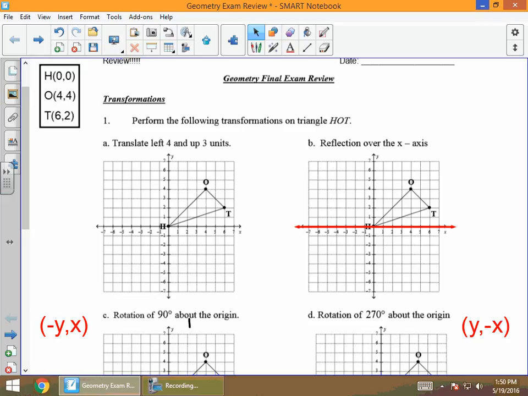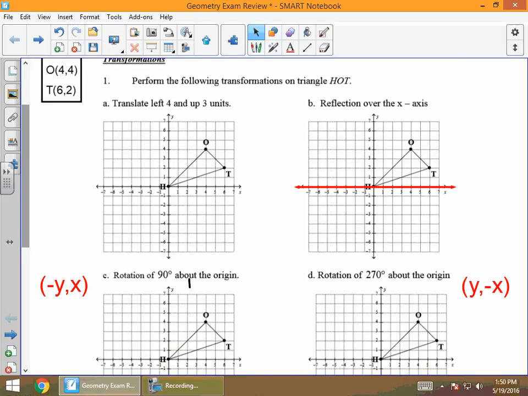As we take a look at transformations, the directions say to perform the following transformations on triangle HOT. And you'll notice up here in the left corner, I do have a box that has the coordinates of H, O, and T. So let's dive right in and take a look at some of the different transformations that we can perform.